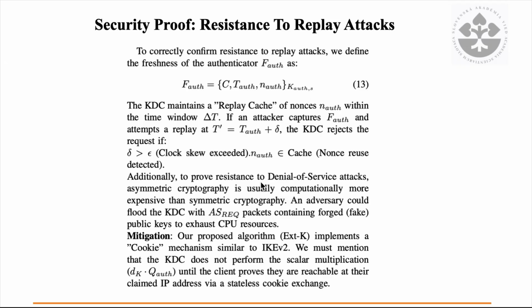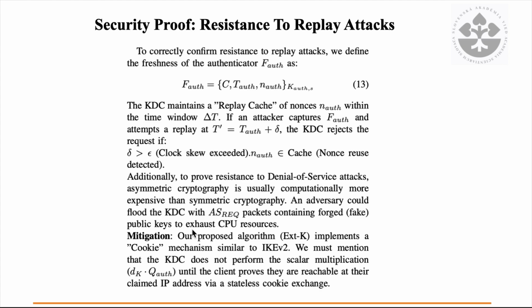But let me explain. The KDC maintains a replay cache of nonces and timestamps within the time window delta t. Therefore, if an adversary captures the first value and attempts a replay attack at time t, the KDC rejects the request if and only if this formula validates.